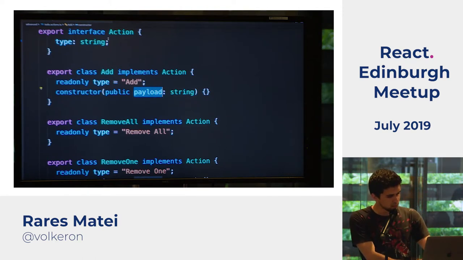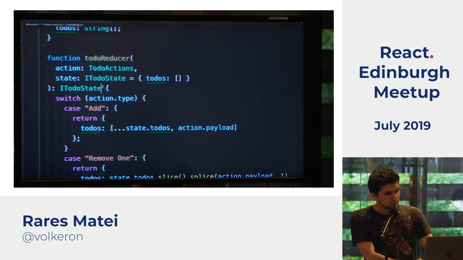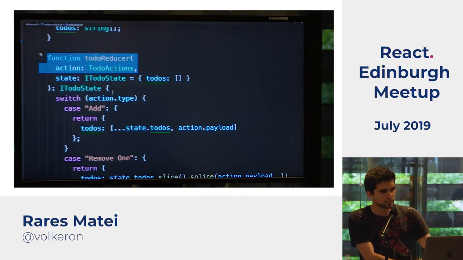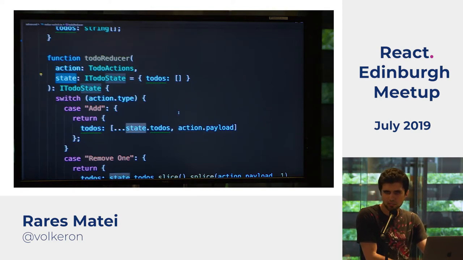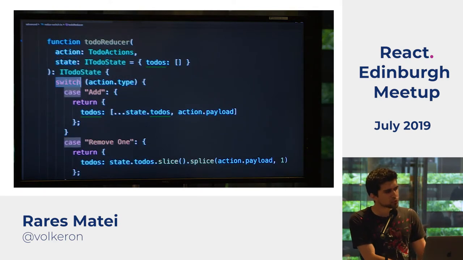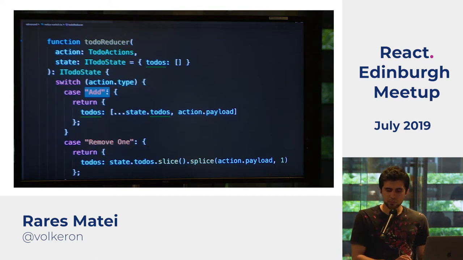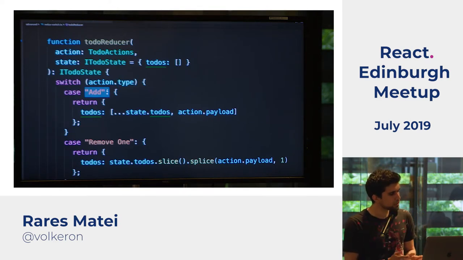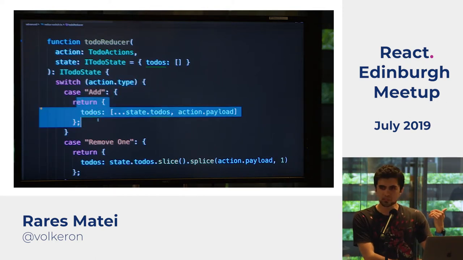So let's go back now to the actual reducer. And yeah, so this is a reducer, right? It accepts an action and the state, and it's going to generate a new state based on the action that it got. Then we can switch over them. So we switch over the action type, and this is the magic part. We switch over strings, right? Which makes sense. We want to switch over the string value, so we want to look at the type of the action. Is it an add action? If it is, return this piece of state.